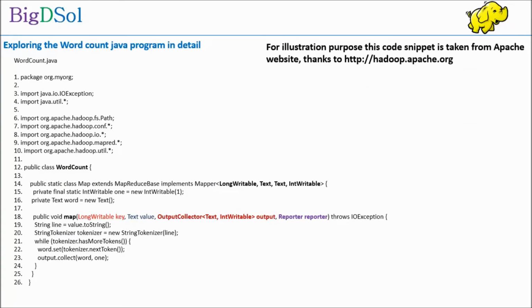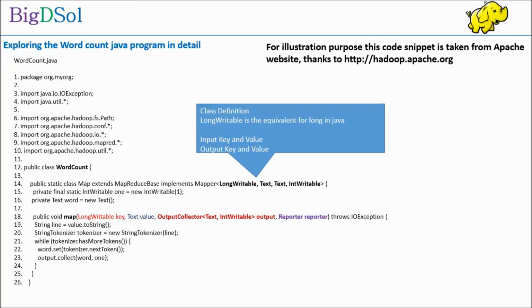Let us try to understand the code for MapReduce. The code snippet is taken from the Apache Hadoop website. Let's now focus on the class definition part. The data types provided here are Hadoop-specific data types designed for operational efficiency, suited for massive parallel and lightning-fast read-write operations. All these data types are based on Java data types itself. For example, LongWritable is the equivalent for long in Java, IntWritable for int, and Text for String.